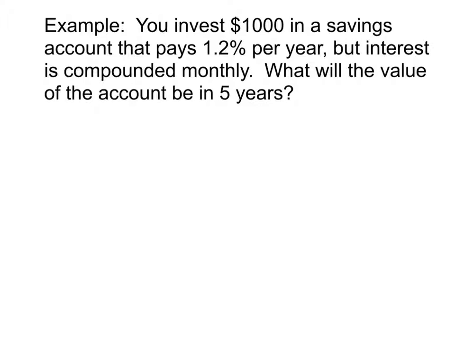Now, the critical information that we have here, we start by putting $1,000 in. So that tells us our P value. It pays 1.2% per year, so that tells me my R value, I'm going to be doing 1.2 divided by 100. R is going to end up being 0.012. But the interest here, notice, is compounded monthly. That actually tells us what my n value is going to be. What will n equal here?